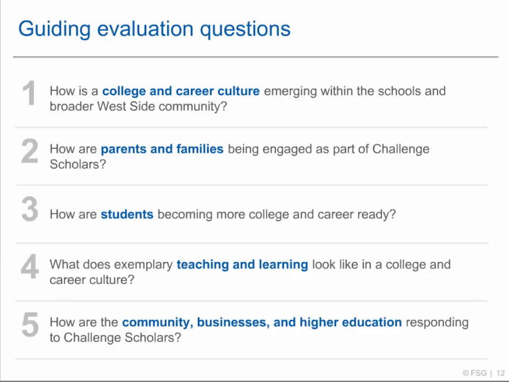For example, we were interested in learning the ways in which different stakeholders are experiencing and understanding Challenge Scholars. We also want to learn if and how Challenge Scholars is influencing the family, the school, and the community. By asking these types of questions, we are better equipped to shape the Challenge Scholars initiative as it evolves in response to new and sometimes unexpected realities. The evaluation findings serve as intelligence that help us respond strategically to those realities.